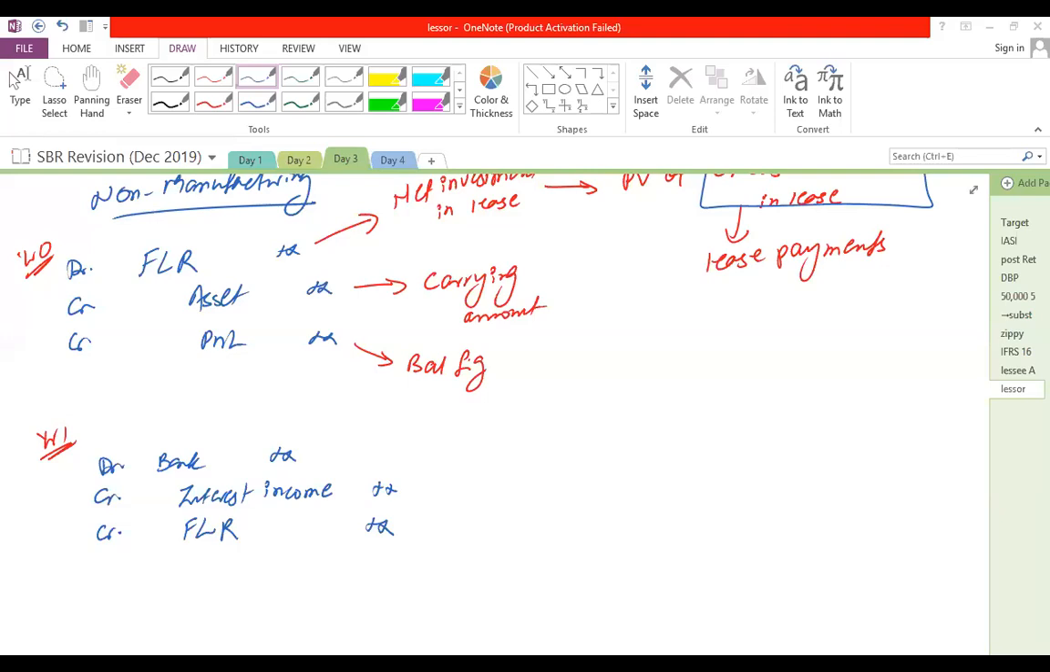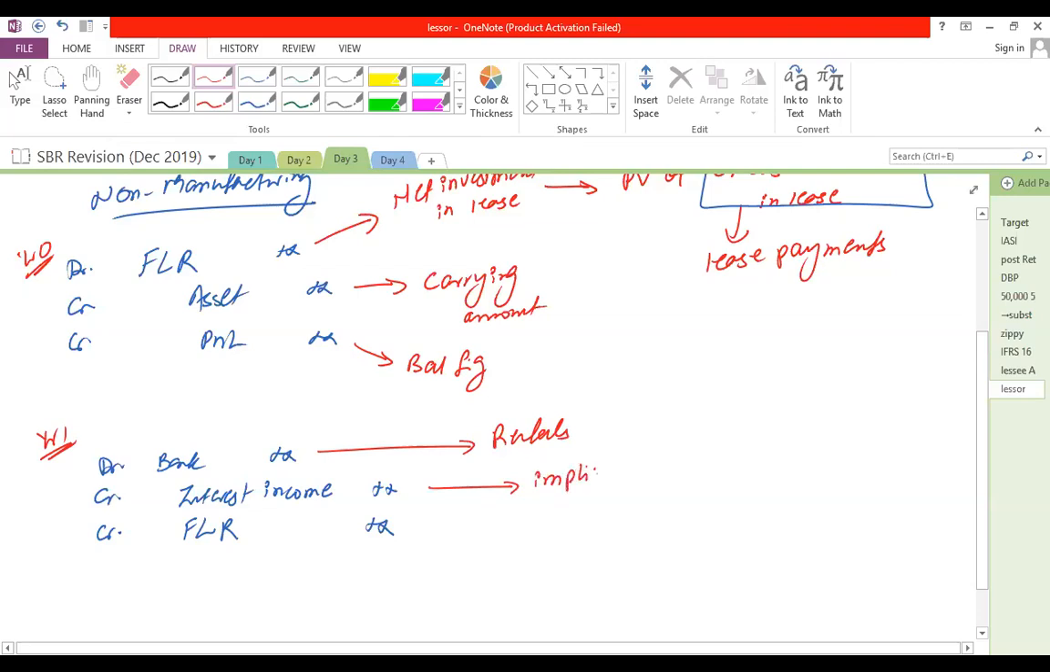We were discussing that every year the lessor is going to receive the rentals by which the lessor will be debiting the bank. The interest income will be credited by the implicit rate, and the principal amount that the lessor has received will be the one by which the finance lease receivable will be credited.